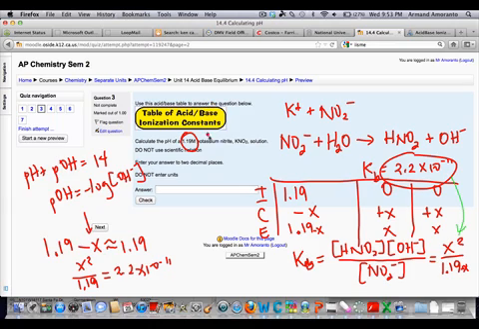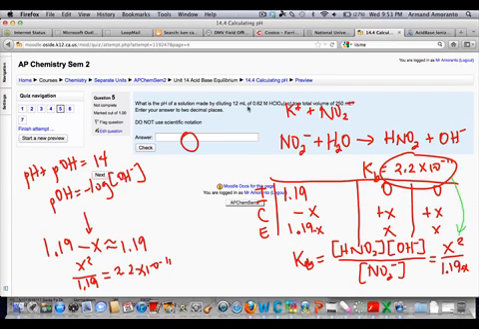So let's look at other ones. Let's see if there's anything else we have here. Let's escape there. Let's see. Number 4 is pretty much the same thing. This time NH4 is going to act like an acid. Number 5 is a dilution problem. This is a strong acid.